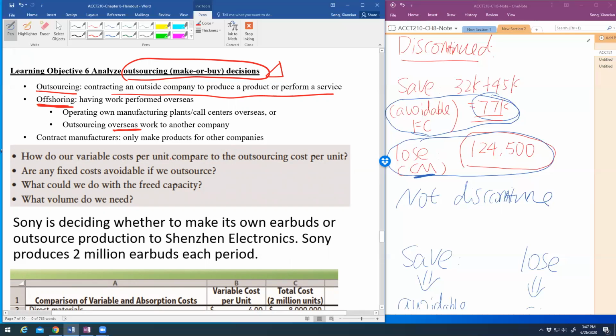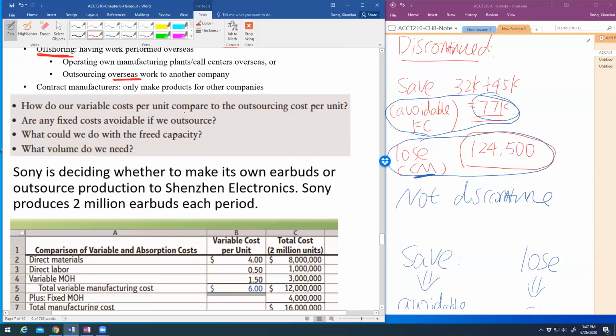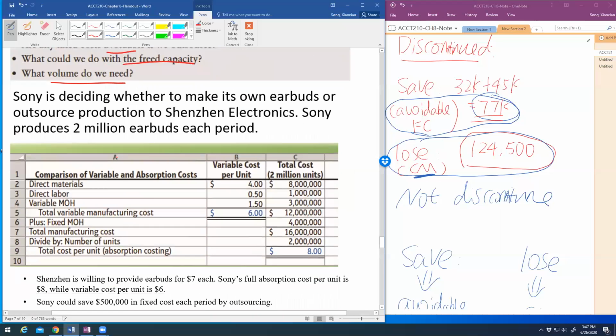Okay, so now let's look at this example. Something we want to think about is how our variable cost per unit compares with the outsourcing purchase price. Would any fixed cost be avoidable if we outsource? What could we do with the freed capacity, and what volume do we need, those kinds of things. So let's look at this one. Sony is thinking about whether to make its own earbuds or outsource it to China. Sony produces 2 million units.